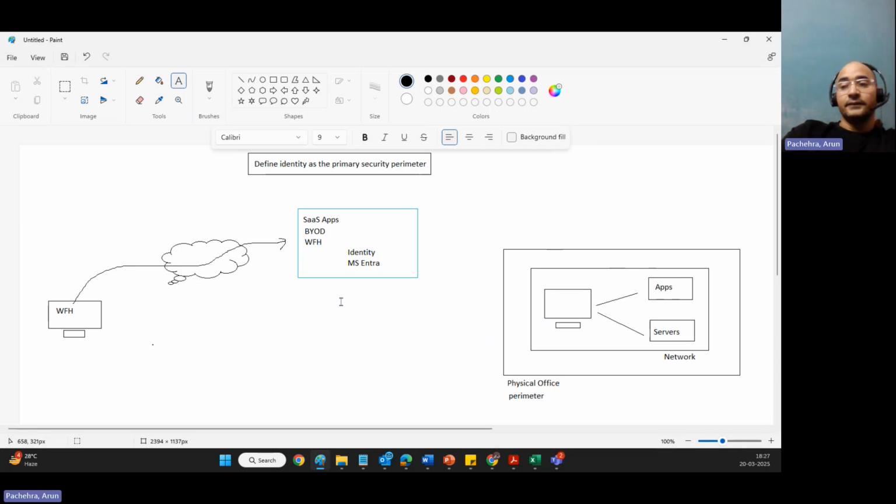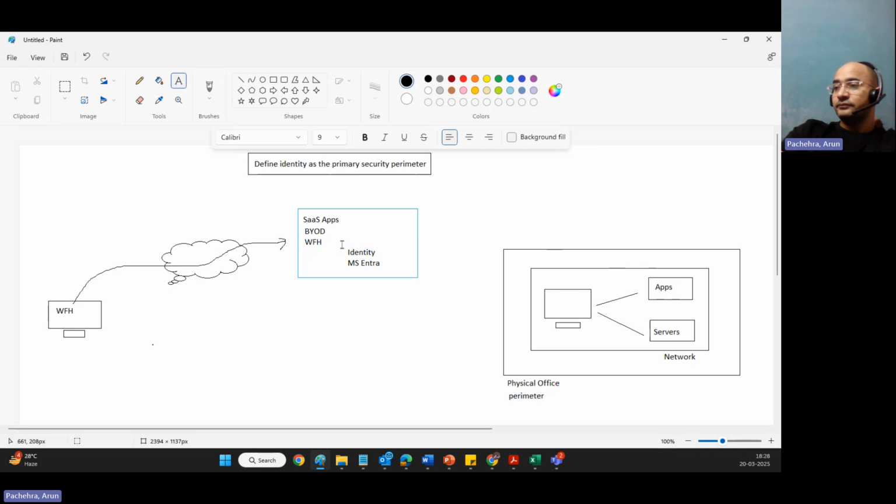Hence, identity becomes the first security perimeter, because the physical office is not in our control. The perimeter is not in our control because of the modern changes, modern requirements. So what can we control? Primarily, let's move security towards identity so that whoever is accessing, we can verify explicitly, which we saw in the previous video, right? So this is what the topic of identity as the primary security perimeter means. The total concept is this.